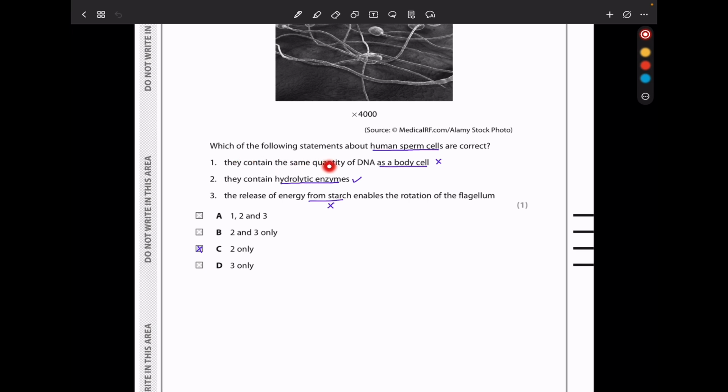They contain the same quantity of DNA as body cells. Body cells are diploid while sperm cells are haploid, so that is wrong. They contain hydrolytic enzymes. That is true, they have the acrosomes that contain the enzymes. The release of energy from starch enables the rotation of the flagellum. They do not contain starch, so the only correct answer is going to be 2 only.